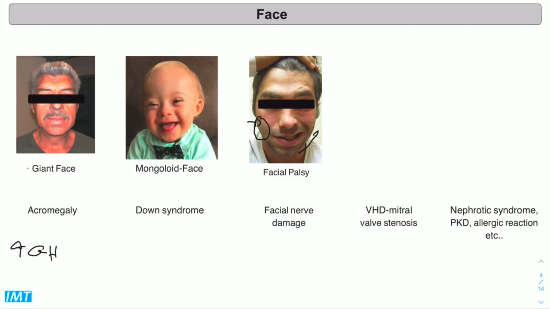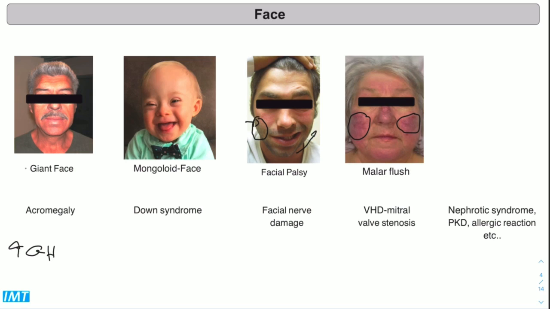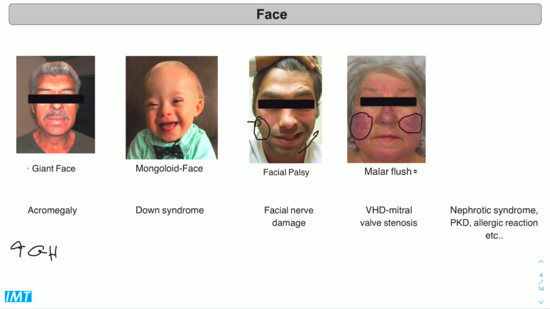Next, it's also common to see malar flush. As you can see here, this is a malar flush. It occurs in valvular heart disease, for example in mitral valve stenosis. And please differentiate between malar flush due to valvular heart disease and the rash in systemic lupus erythematosus.